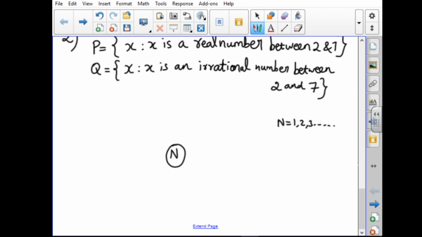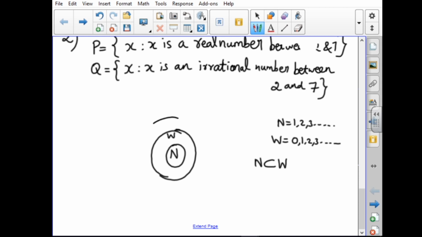Okay. Then N is a subset of W. That means whole numbers. Whole numbers means 0, 1, 2, 3 and so on. So W is a superset of natural numbers. So N is a subset of W.